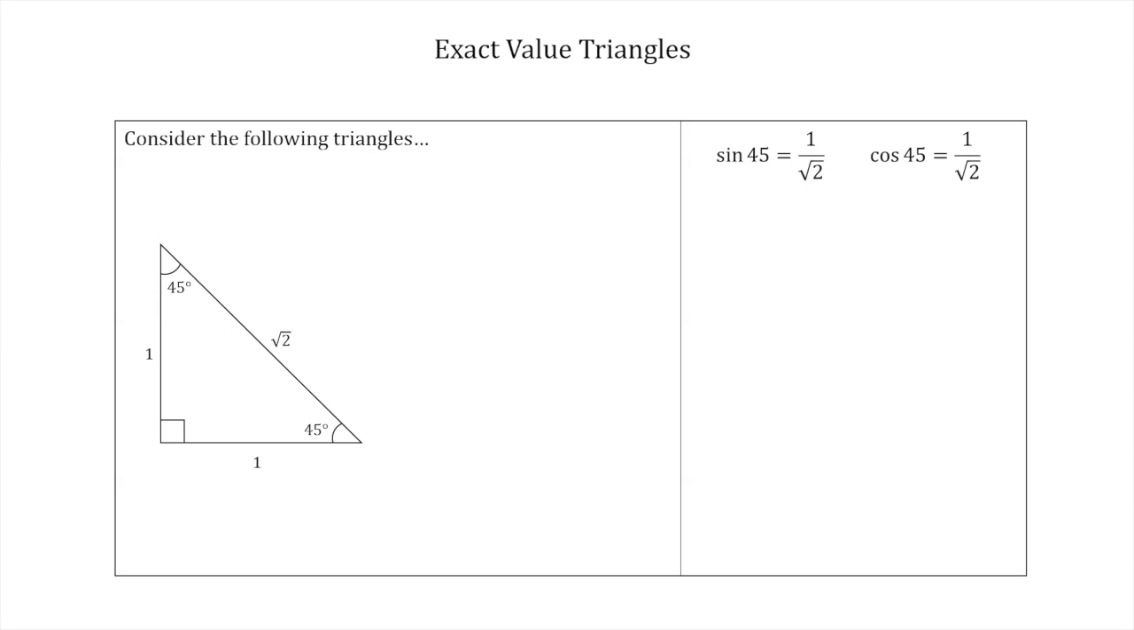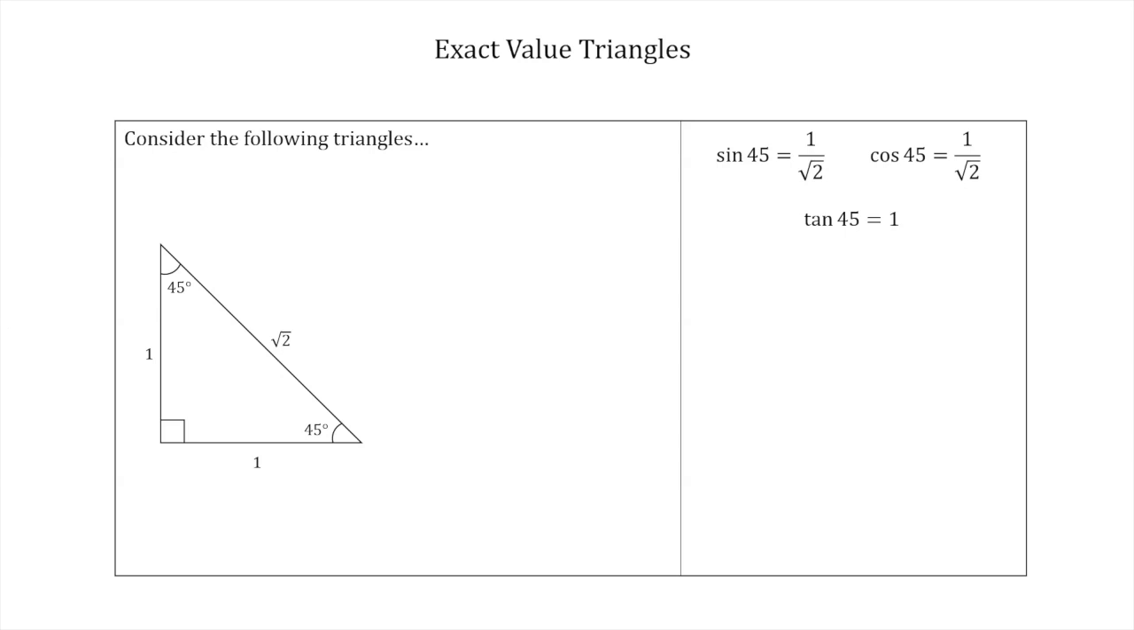And then tan, remember TOA, so tan of 45 is opposite over adjacent. Both the opposite and the adjacent to either of the 45 degree angles here are both 1. So the opposite and the adjacent are both 1. Therefore, tan of 45 is 1 divided by 1, which is 1.